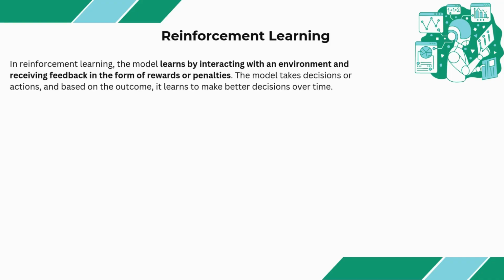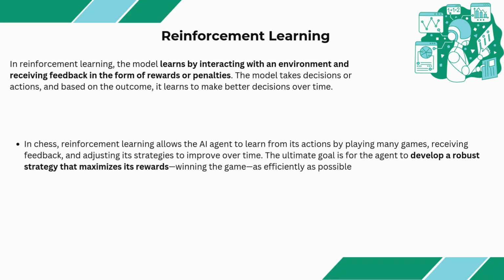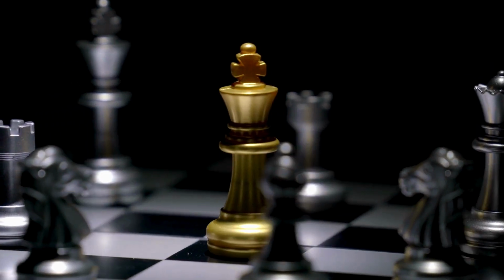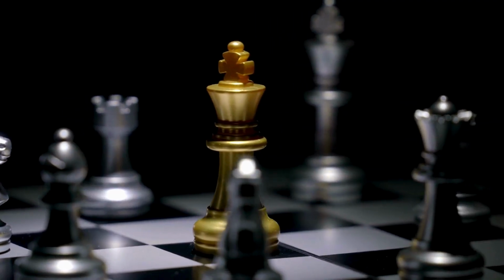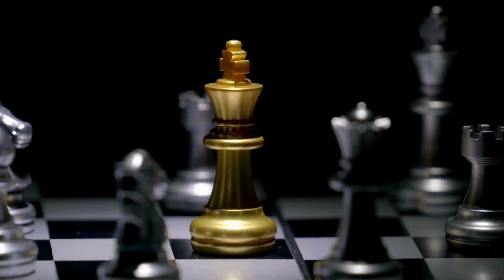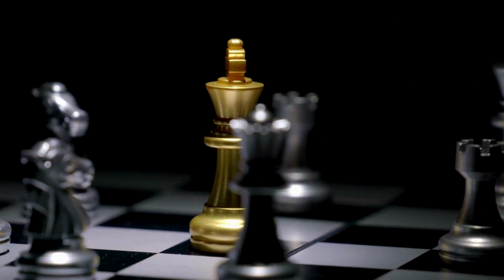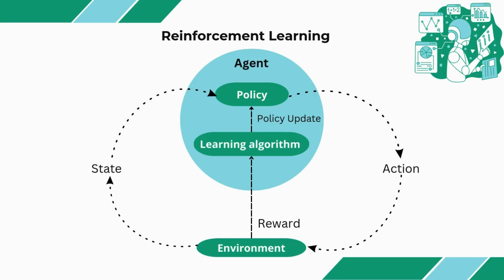Let's take an example which we discussed briefly at the start of this segment. In chess, reinforcement learning allows the AI agent to learn from its actions by playing many games, receiving feedback, and adjusting its strategies to improve over time. The ultimate goal is for the agent to develop a robust strategy that maximizes its rewards, winning the game as efficiently as possible. Now let's look deeper into this example and see how the reinforcement learning cycle applies here, and what are the concepts involved in this context.